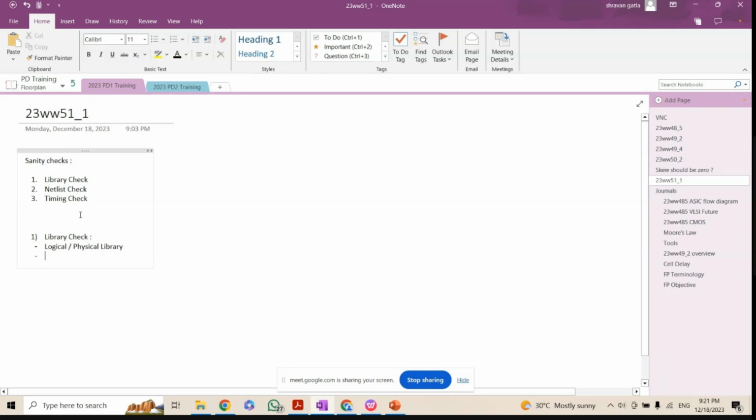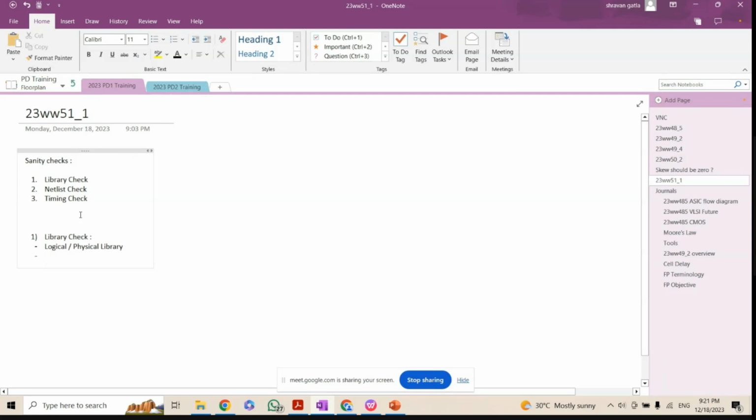Okay, then SDC checker. It checks whether all IO delays are properly defined or not. If not, then timing won't be met. We should make sure all the IO delays are defined properly in the SDC file. SDC file is one of the inputs, right? These are all inputs only. If you remember, library, netlist, and SDC.